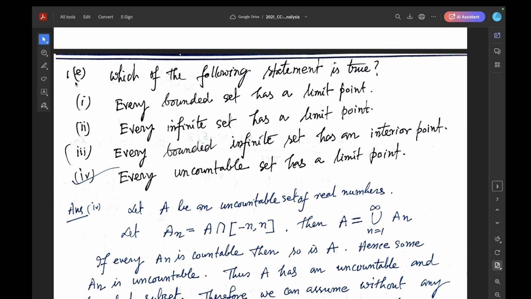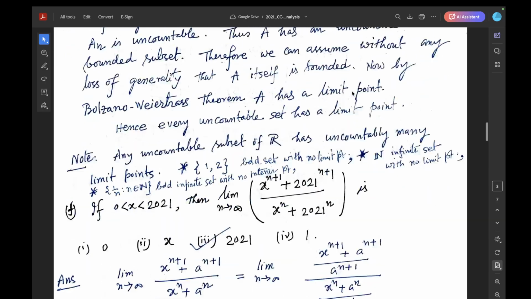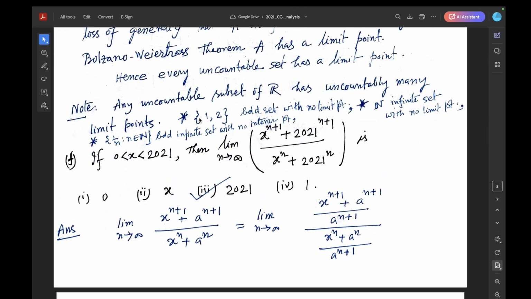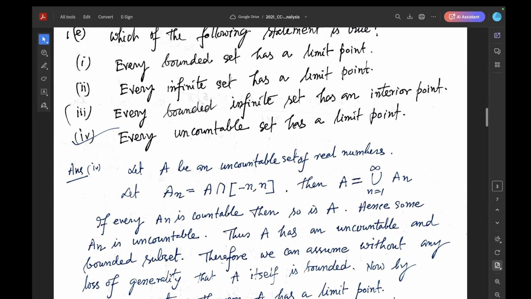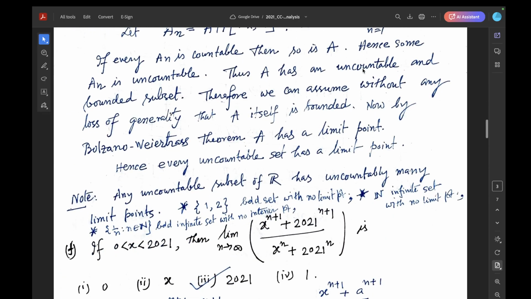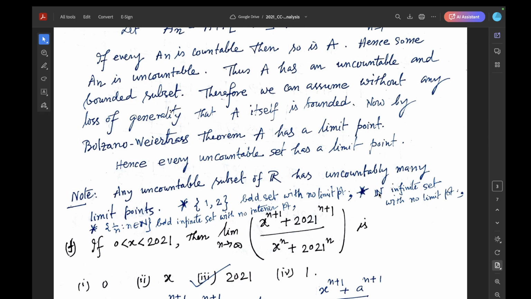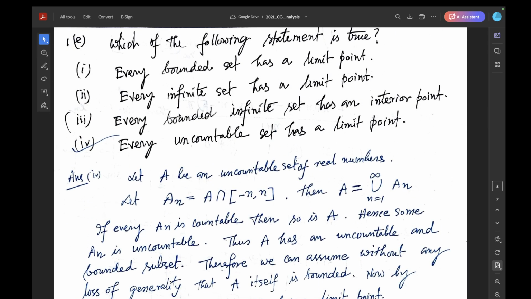Now, option 1: every bounded set has a limit point. But it is wrong. The set {1, 2} is a bounded set with no limit point. So this is a bounded set with no limit point. Next, option 2: every infinite set has a limit point. The set of all natural numbers is an infinite set with no limit point. So option 2 is also wrong.